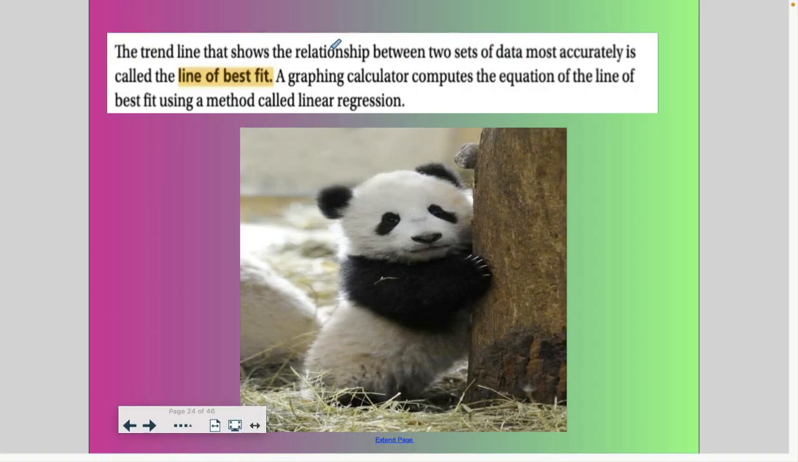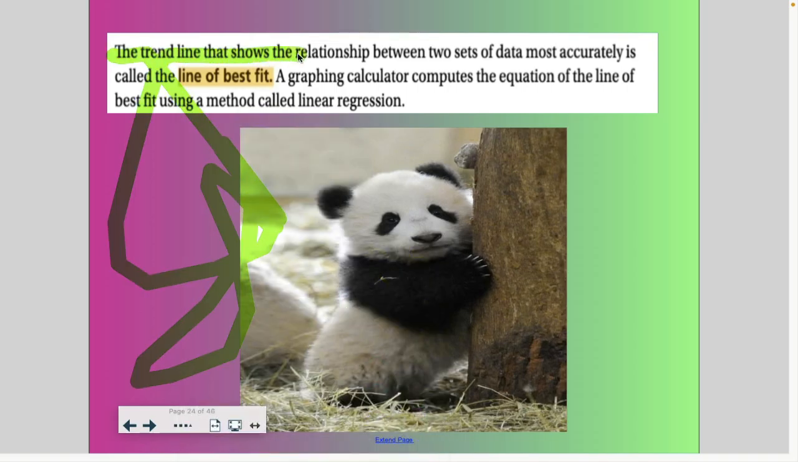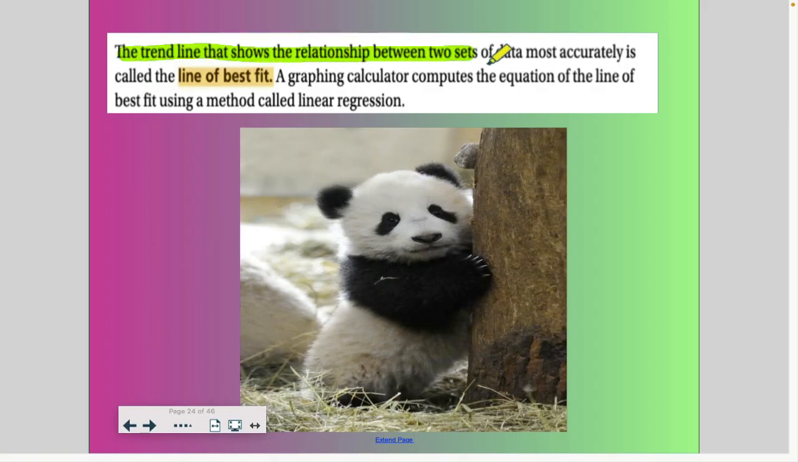Okay, cool. Just a couple other quick notes, and I think we're all square with this. What you just calculated is called the line of best fit. The line of best fit is the trend line that shows the relationship the most accurately.